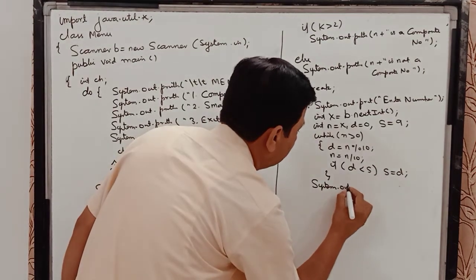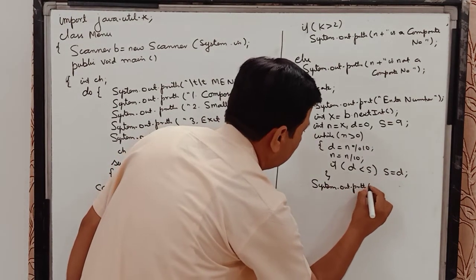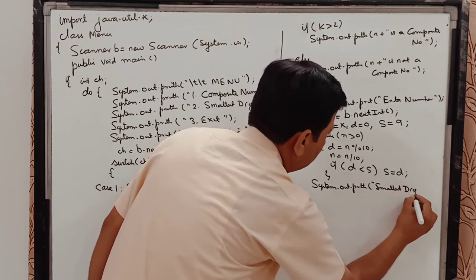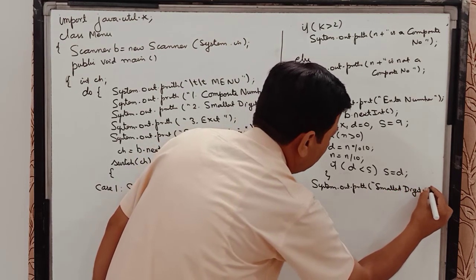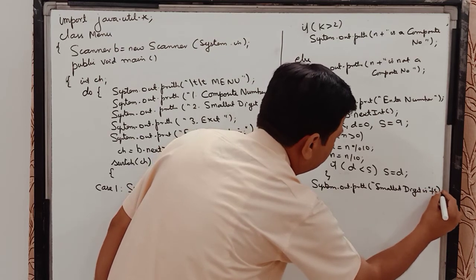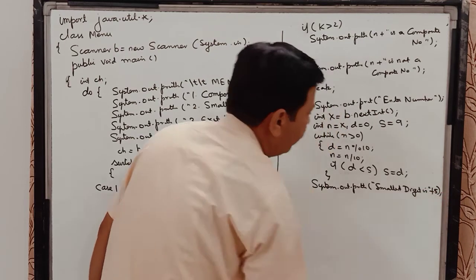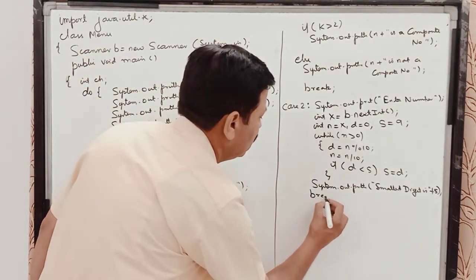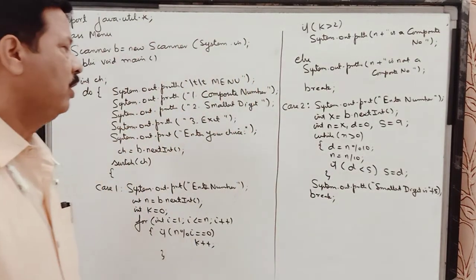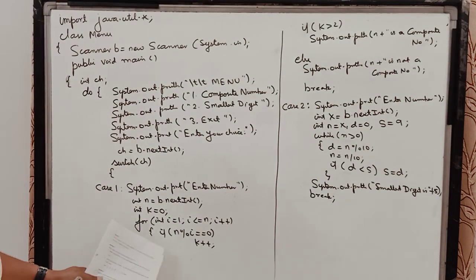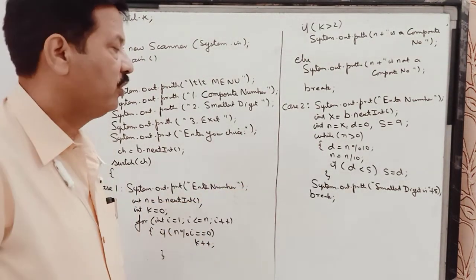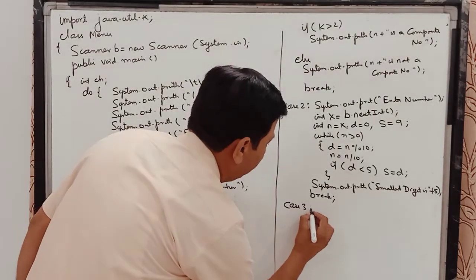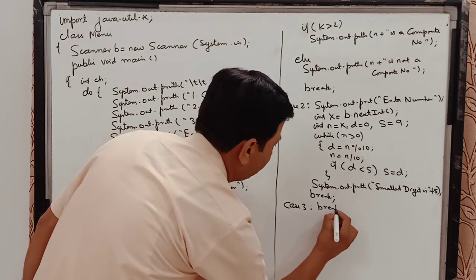So I print, smallest digit is S. So this digit I have printed, and here I end my second program. So this is the program on composite number. This is the program to find the smallest digit. Now case 3 again I do, where it is exit. So I break my program.